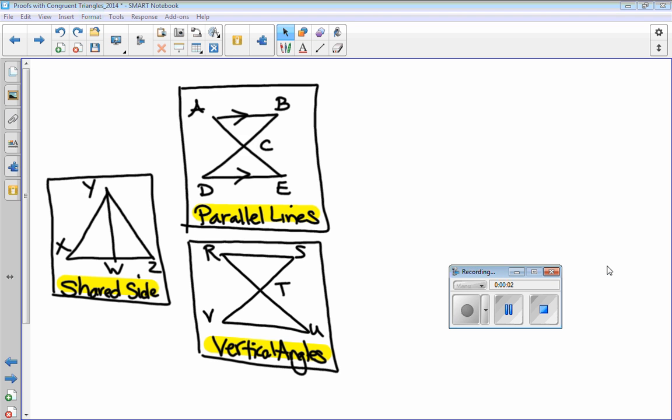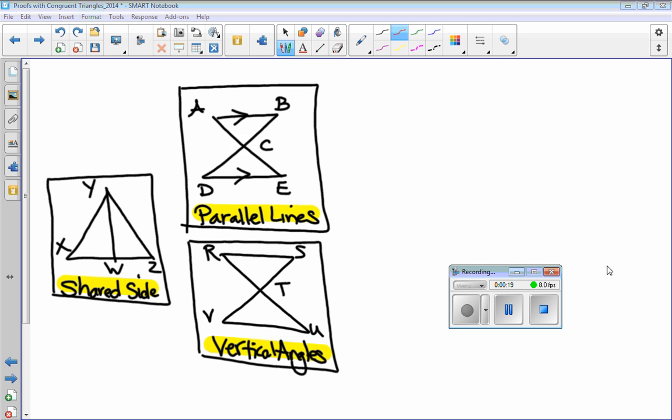So we're going ahead and looking at the foldable here. Not foldable, I'm sorry, your flip chart, the little thick sheet of paper that should be at the beginning of your congruent triangle section of your binder. And we're going to start with parallel lines, okay?